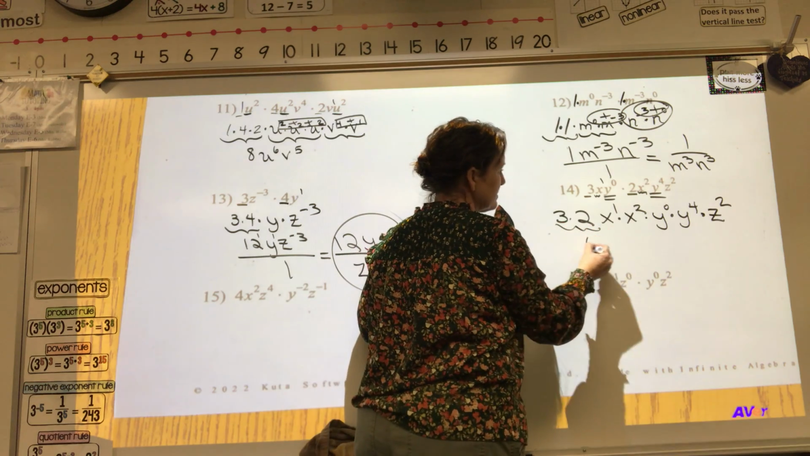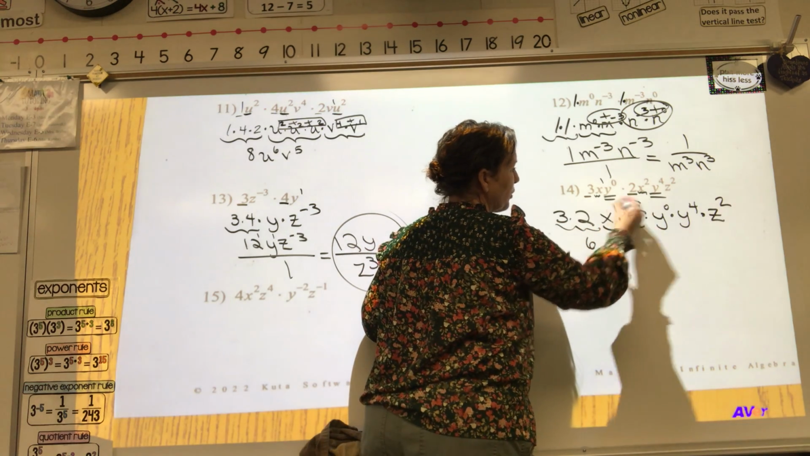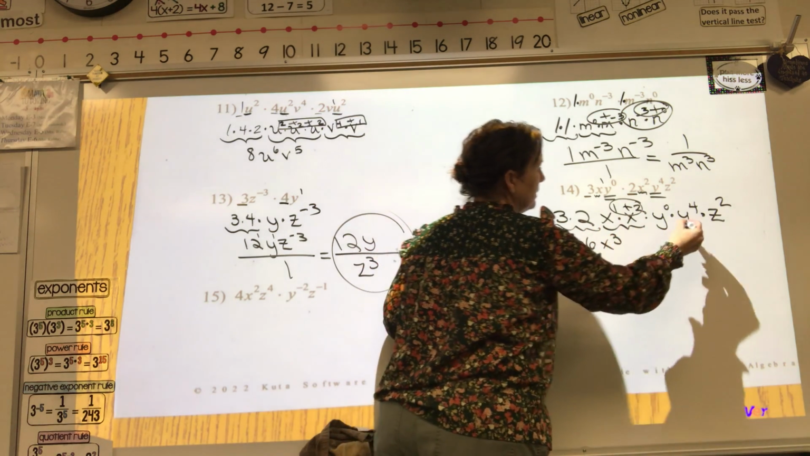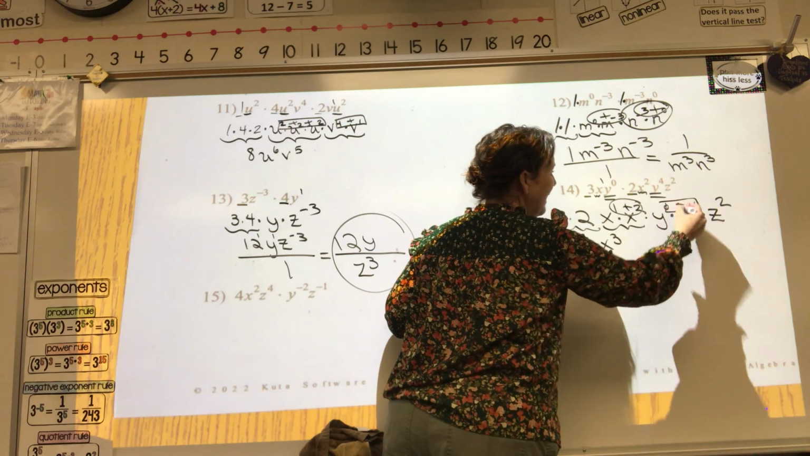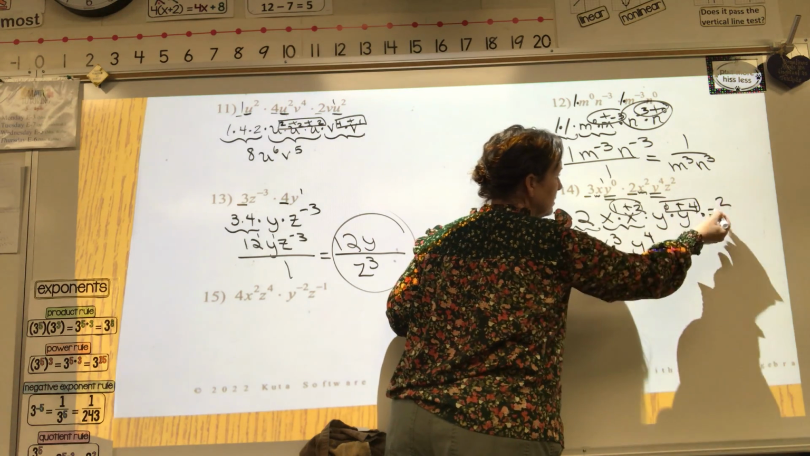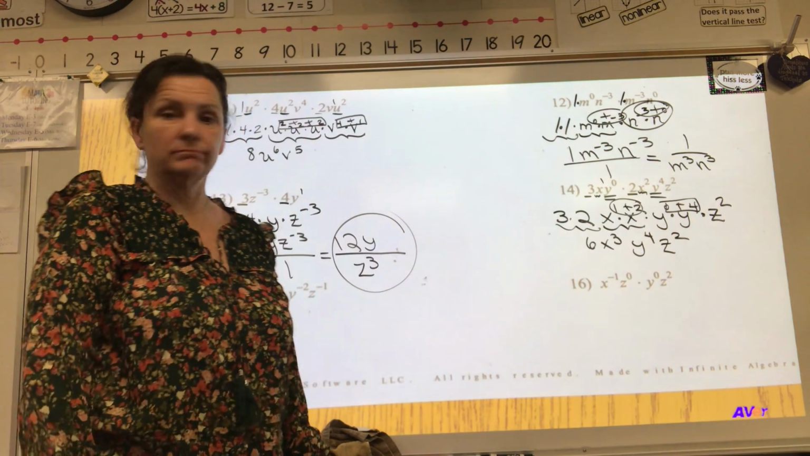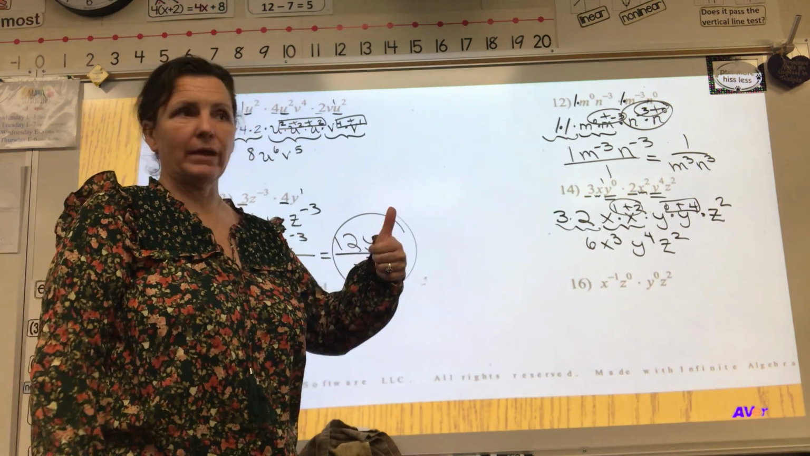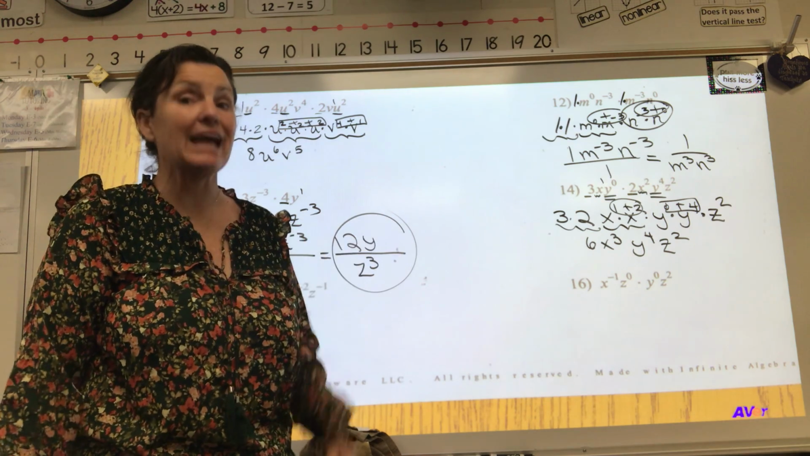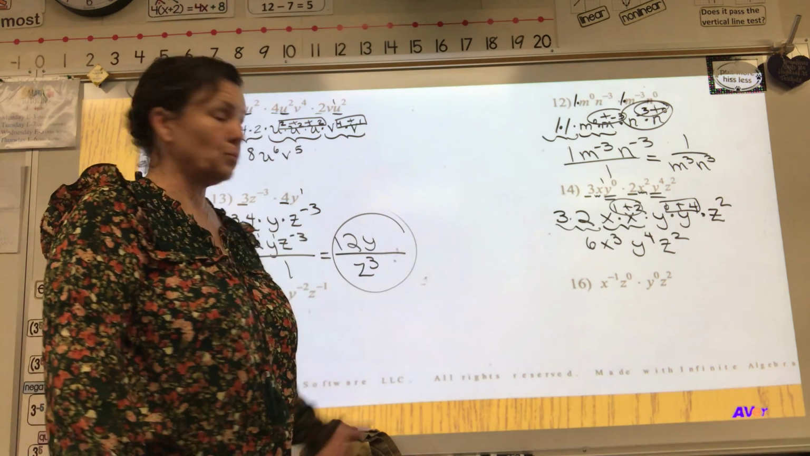So we have 6 like bases we're going to add. That's the only guy I got. Then that is your final answer. Why? We don't have any 0 exponents and we don't have any negative exponents. Cool beans. We got 2 left.